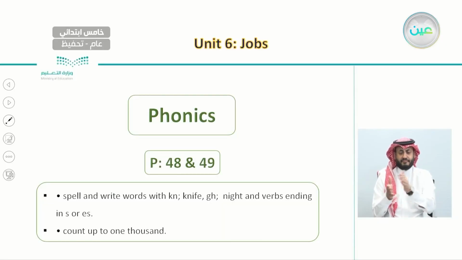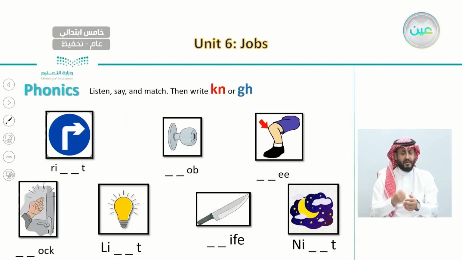After this, the last part of our lesson was about phonics on pages 48 and 49. Our objectives were that you should be able to spell and write words with KN like knife and GH like night, and verbs ending in S or ES, and also to count up to 1000. We learned that some of the words in this unit may have these two letters, KN and GH, but they will be silent in these words.